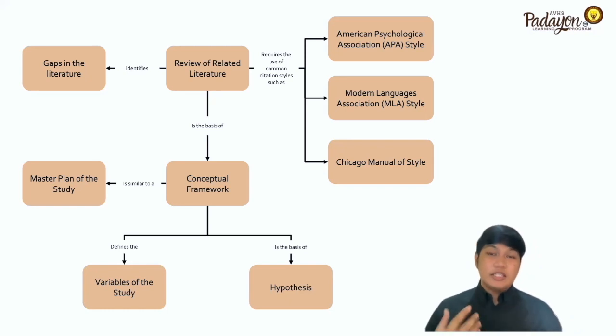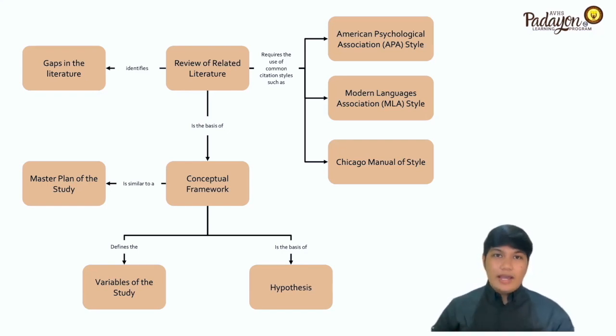We will begin with the discussion of the importance of doing the review of related literature. The reason why we do review of related literature is because we want to identify the gaps in the literature, and sometimes this could be a great basis for a research study. Also, this is going to be the foundation or the basis of your conceptual framework, which is similar to a master plan of the study. Prior to the creation of your research paper, it's really important that you have a conceptual framework that will help the readers be guided on what you're going to study.